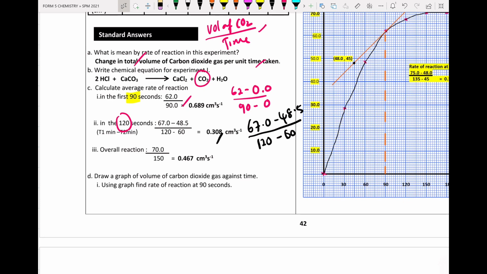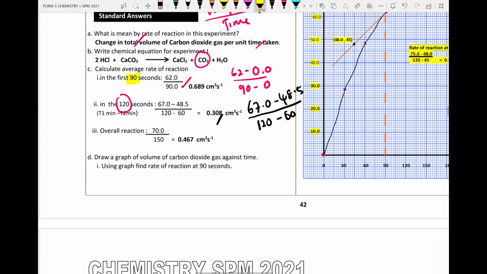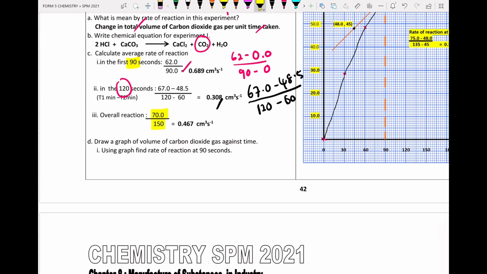Okay, overall rate of reaction when the volume starts to stop. At what time does the volume become constant? So here the volume becomes constant. After this one, the volume becomes 70. So the maximum volume collected in this experiment is 70 cm cubed. So here is the time, 150. So what do we do? 70 divide with 150, maximum volume divide with the time.